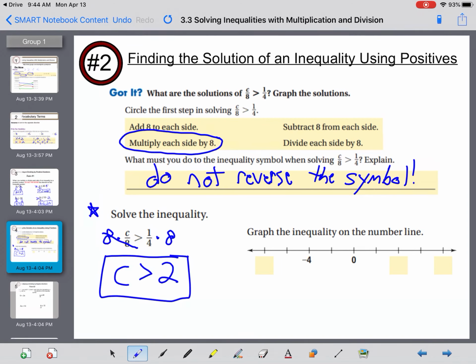So now they just want us to plot the numbers on the number line. It seems like each tick mark is going by 2, so -2, -4, -6, -8, and 0, 2, 4, 6, and 8. Now this is going back to plotting inequalities on the number line. If c is greater than 2, I'm putting an open circle at 2, and all the numbers greater than 2 are to the right.